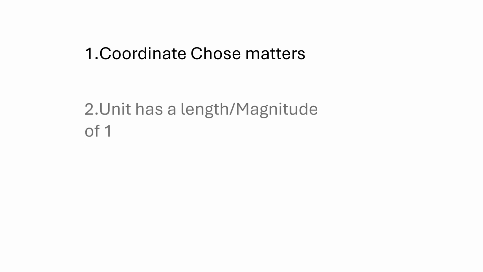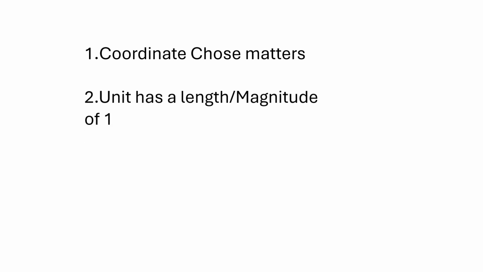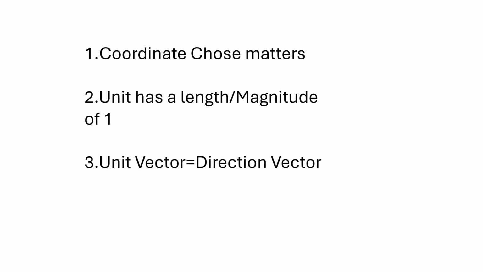A unit vector is a vector in your chosen coordinate system which has a length/magnitude of 1. Unit vectors and direction vectors are the same thing. Now let's see an example.